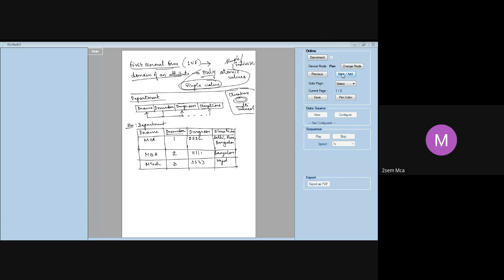But if you look at the second record, MBA 2, 1111, and then I have given only Bangalore. So that means every department need not be in multiple locations. It is my choice whether I have it in different locations or I don't. This is our table. Now, as we see here, this table is not in first normal form.